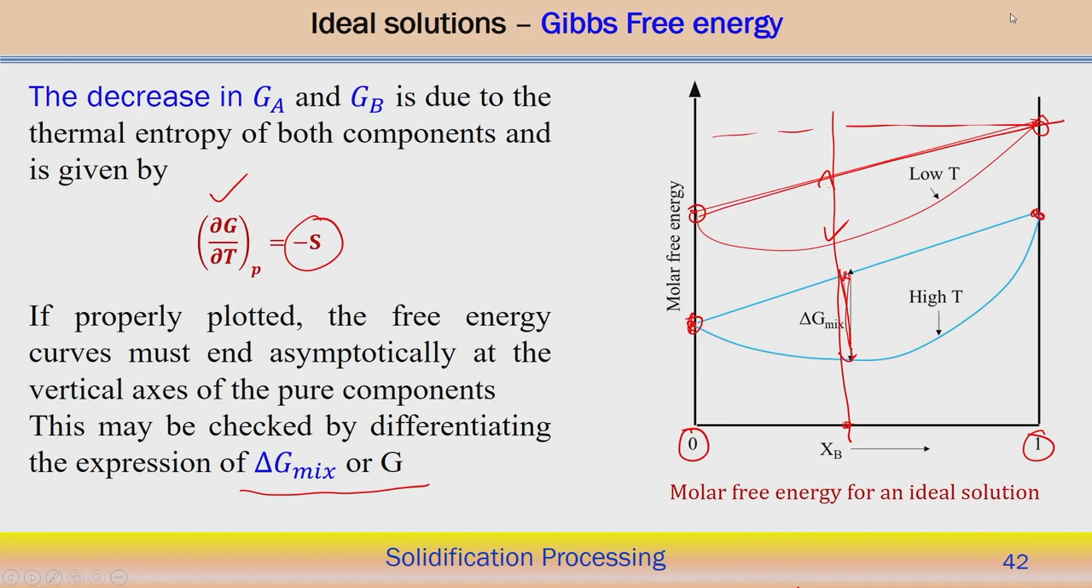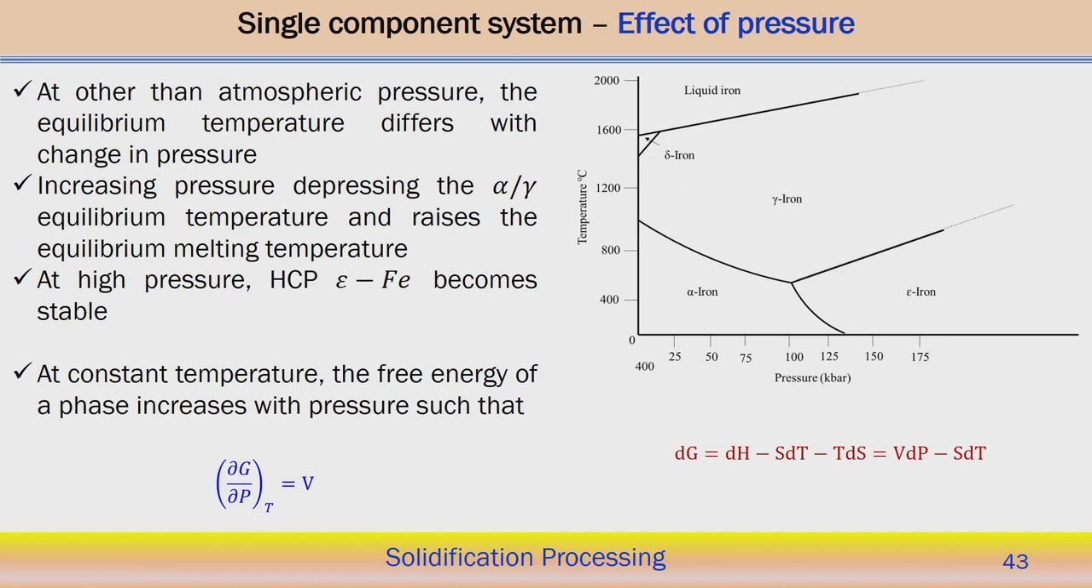Now, once you understand the calculation of the Gibbs free energy for the ideal solution, we will discuss the effect of pressure on a single component system. How can we explain this phenomenon? You can see there are different phases at different temperatures along the y axis, and along the x axis the pressure is increasing. Different phases are there: liquid iron, then delta iron, which exists at a particular temperature and pressure, then gamma iron, alpha iron, and epsilon iron.